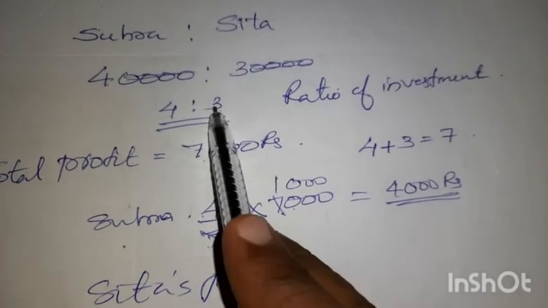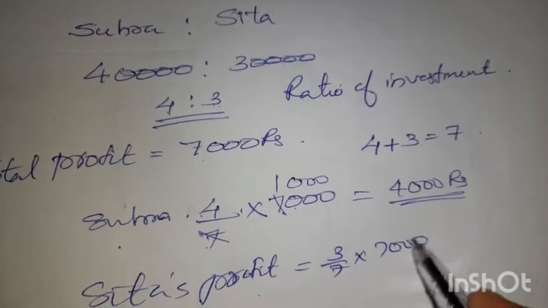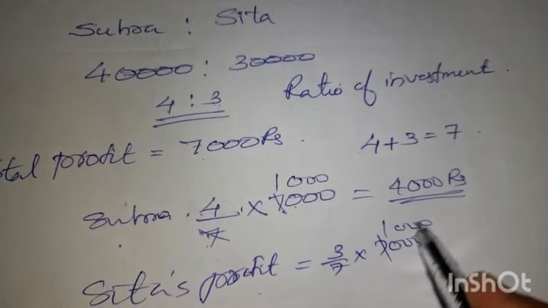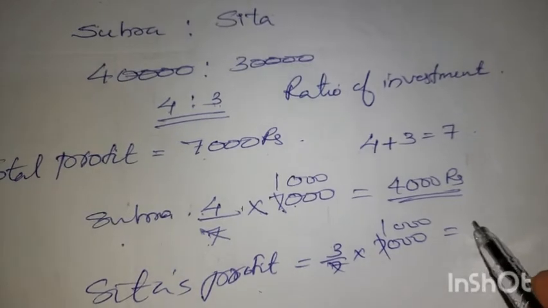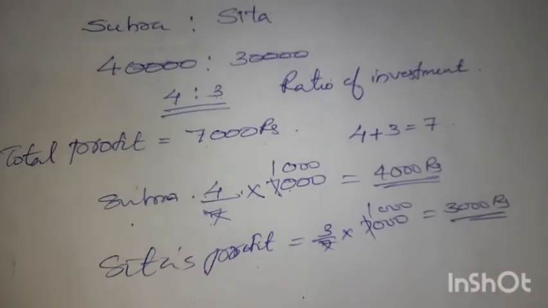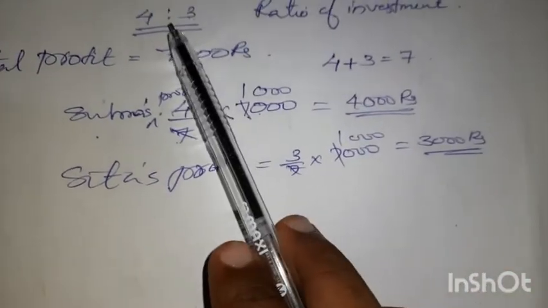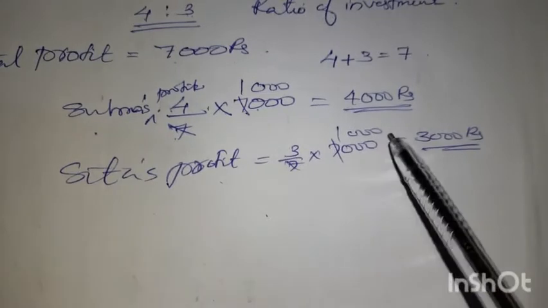Sita's profit is equal to 3 part of 7. So 3 by 7 into 7,000. So 1,000 into 3. So this is 3,000 rupees. So total profit is 7,000. That is divided according to 4:3 ratio.